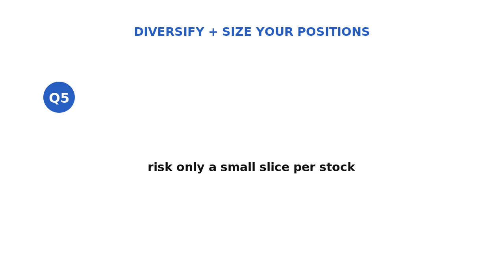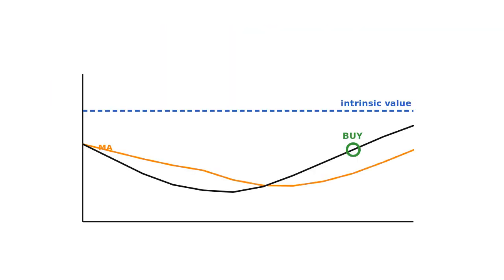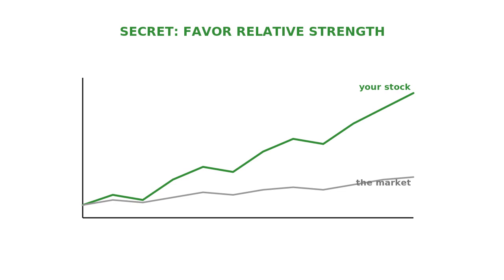Now, for a genuine secret, a refinement that sharpens the whole method. Among all your cheap, confirming candidates, give extra weight to the one that is also showing relative strength, meaning it is holding up better than the overall market or starting to outperform it. A stock that is cheap, technically turning, and stronger than the index all at once is a powerful combination. The market itself is quietly voting for it.